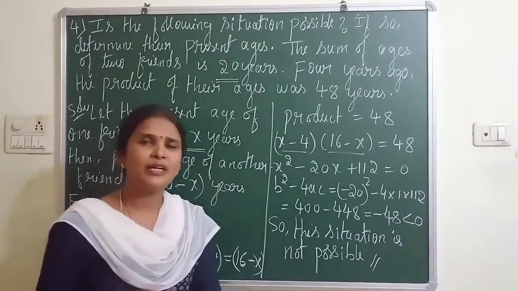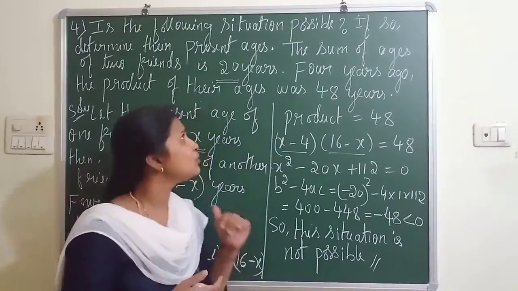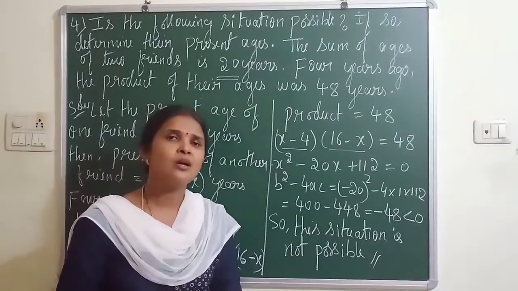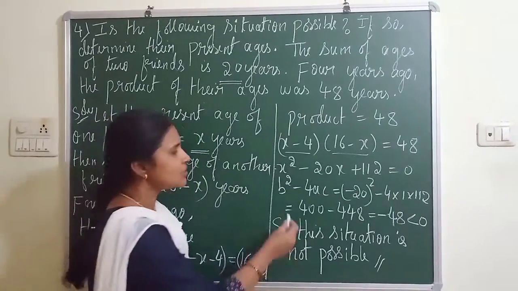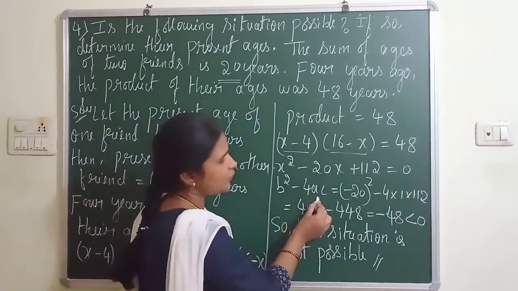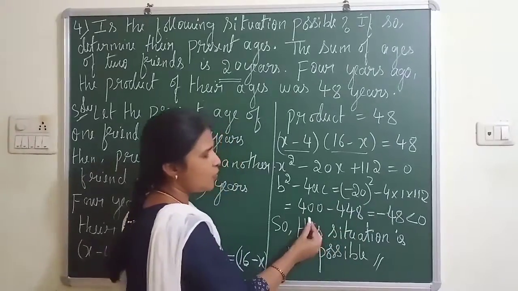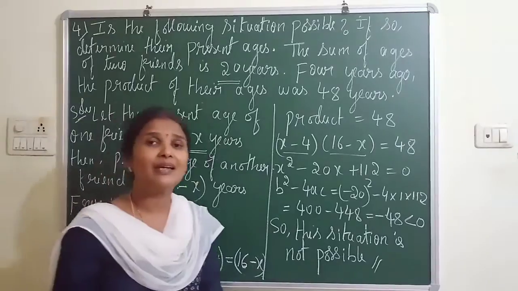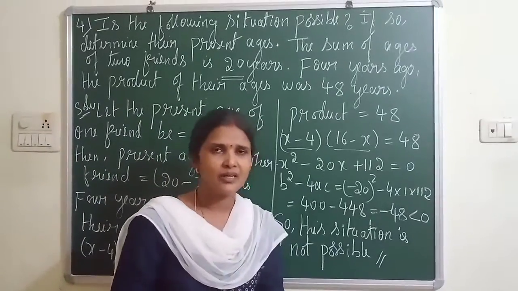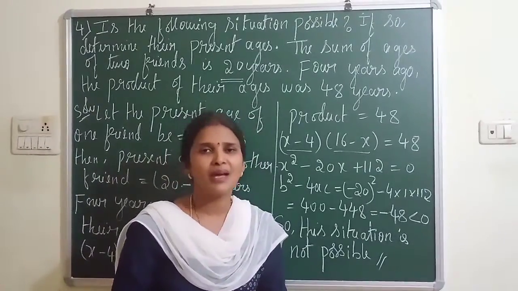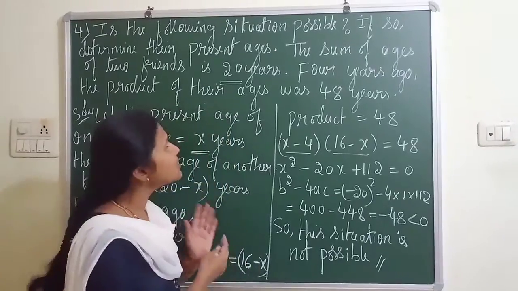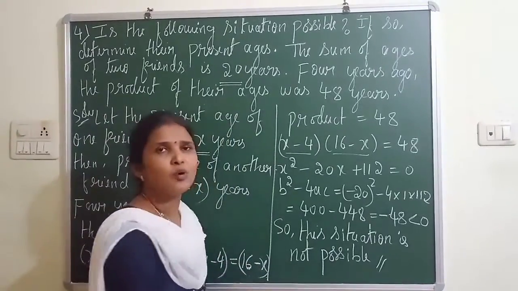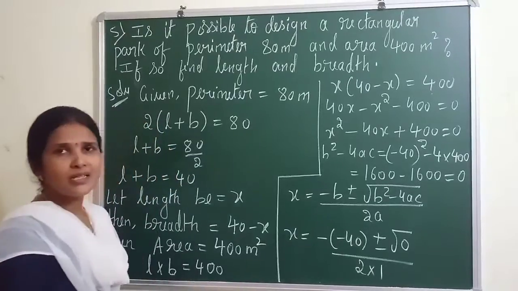Directly don't go for the splitting method or formula method, because we have to check whether this situation is possible or not. So let us check with the discriminant. b square minus 4ac. Substitute, we got 400 minus 448, that is minus 48. We got negative. When the discriminant is negative, as you know, roots are imaginary. Therefore, this situation is not possible. Let us move to the next question.